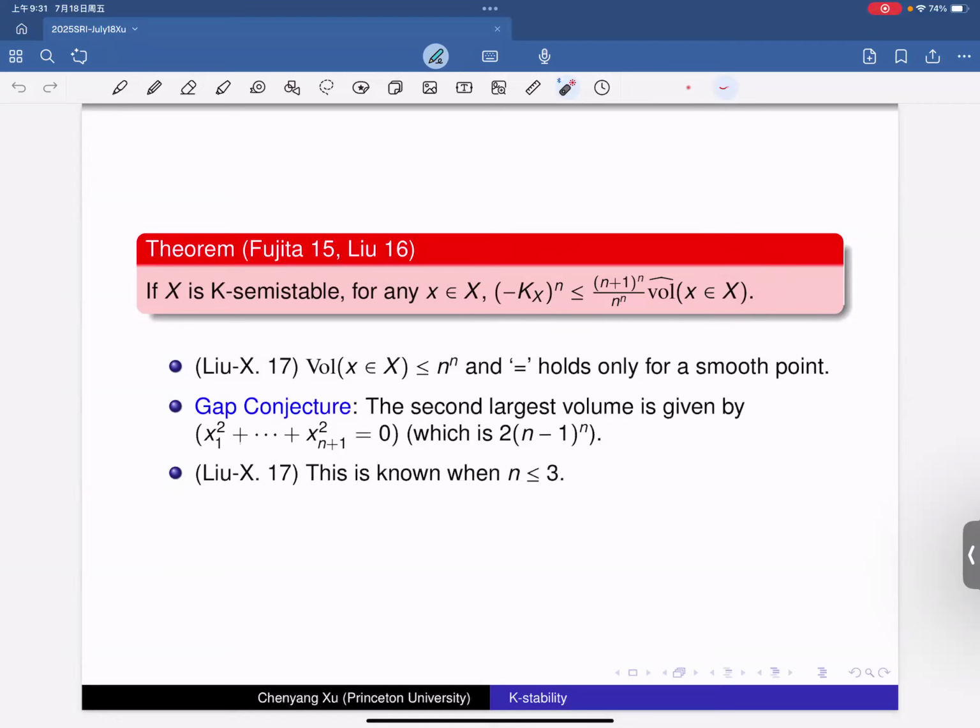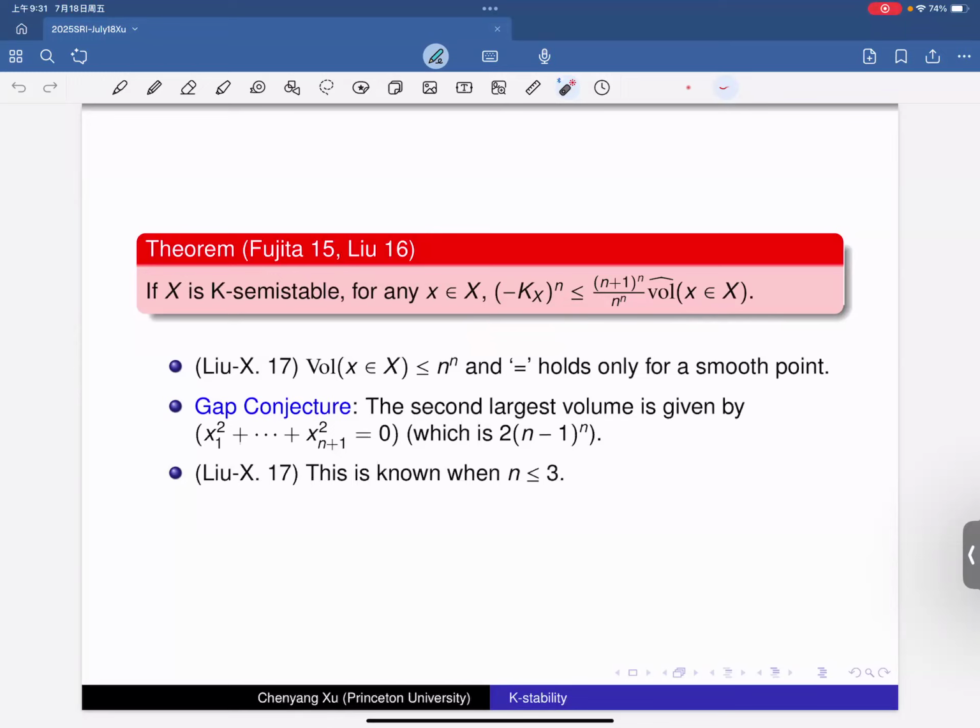Then that means the volume of this guy is less than (n+1)^n. So then you prove that for any K-semistable Fano, the volume is at most (n+1)^n. This was Fujita's original theorem. And Yu Chen basically upgraded the Fujita theorem into the singular version.